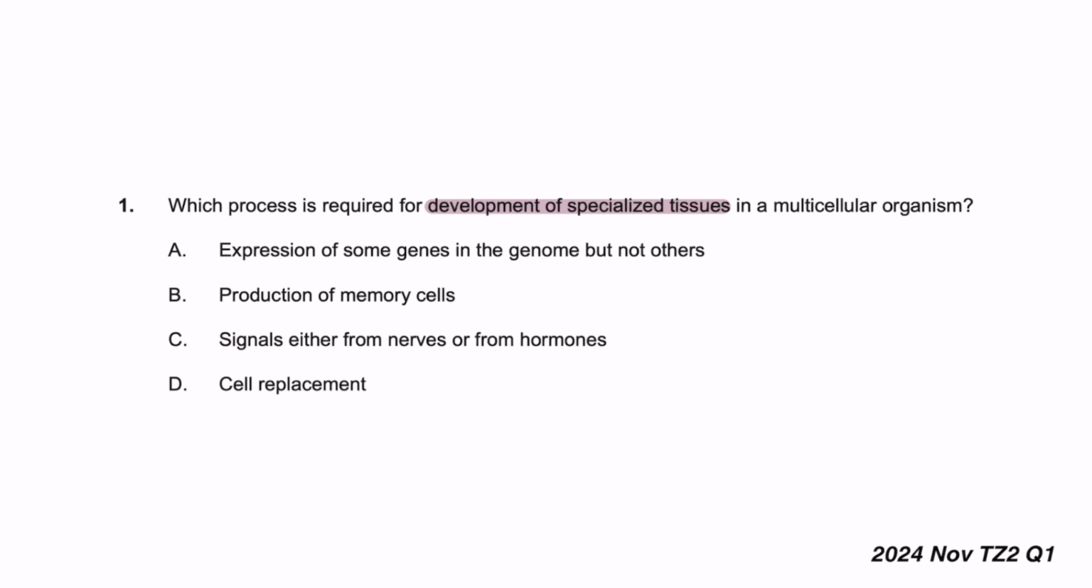Development of specialized tissues is cell differentiation. This is triggered by hormones or environmental factors to turn on and turn off gene expression.